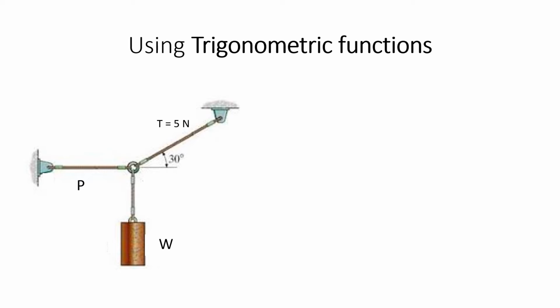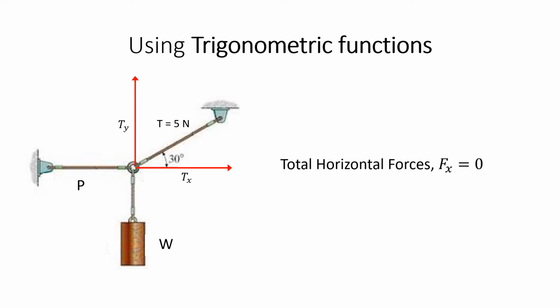Another way of determining the net force, the vector sum of all the forces, involves using trigonometric functions to resolve each force into its horizontal and vertical components. So in this diagram, where would the horizontal component for T be? The horizontal component would be to the right, which is Tx, and the vertical component will be Ty. Since we know that the system is in equilibrium, the resultant force is zero for the horizontal forces as well as for the vertical forces.